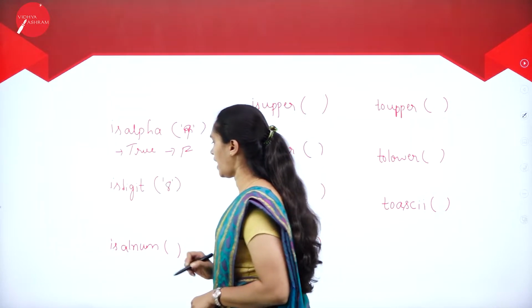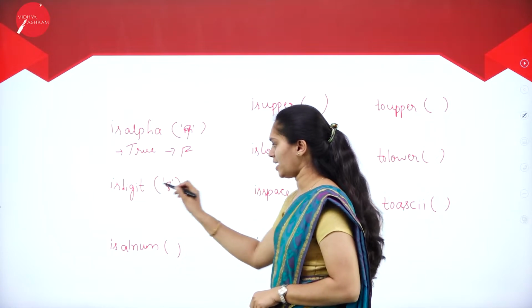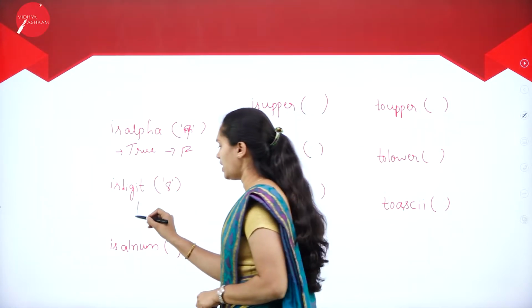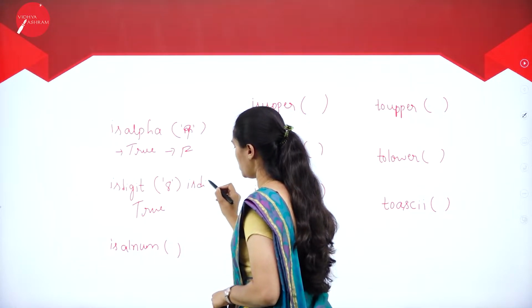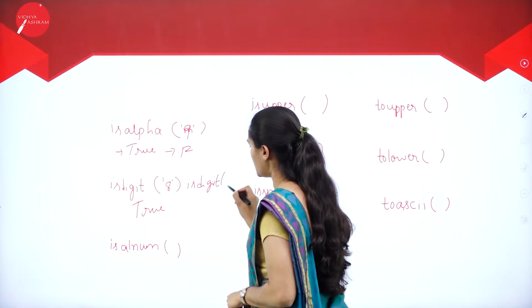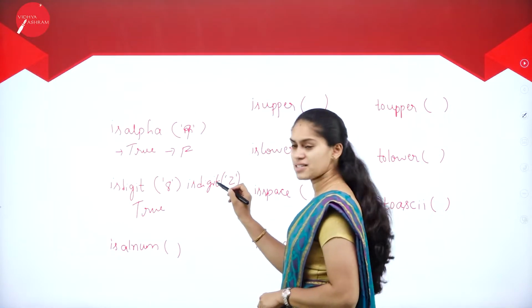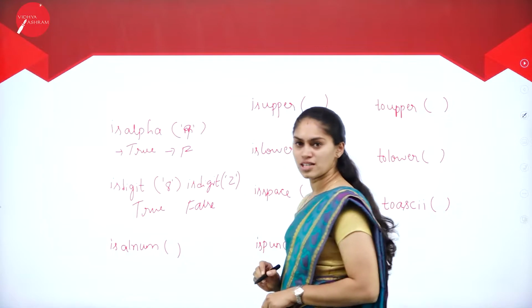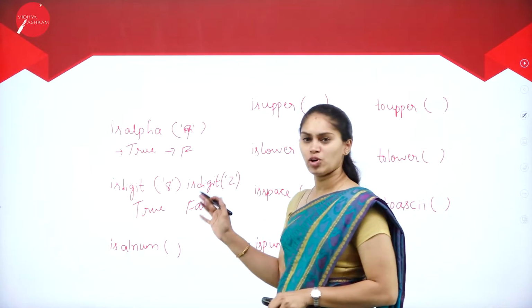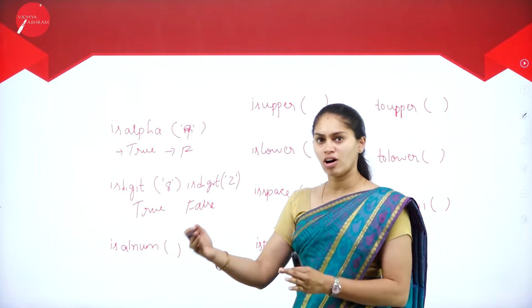Let me consider 8. Here I have taken an input as a digit, so it will return a value called true. Or else, if I use is digit of capital Z, is it a digit? No. If not, then it will return a false value. Okay. So there will be only two possibilities, one is true or false.